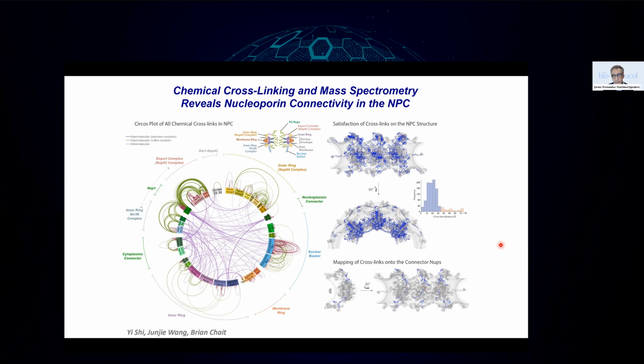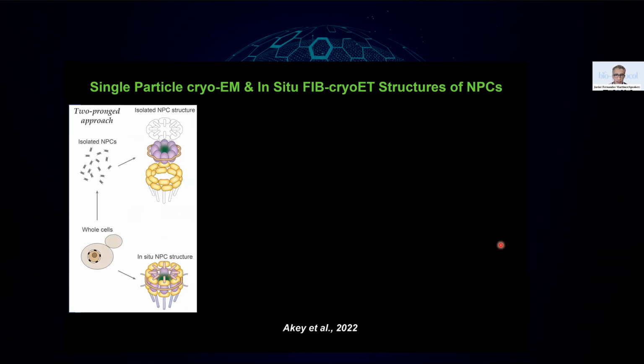Finally, to get the shape, dimensions and fine detail of the nuclear pore complex, we used a two-pronged approach that should get the best of both worlds. And I'm going to explain that. We used our affinity isolated NPCs, in collaboration with the laboratory of Chris Akey, to get a single particle cryo-electron microscopy map of the assembly.